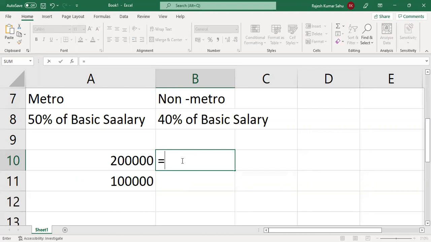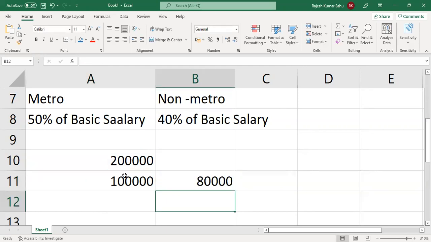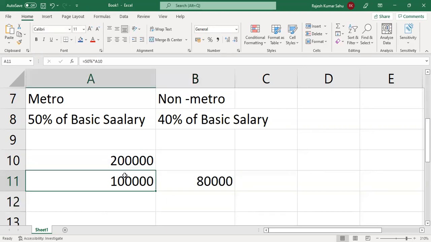Then let's calculate 40% of your basic salary, which is 80,000. So first, if you are staying in metro cities, and we take an example of basic salary 2 lakh, you will get 1 lakh as your HRA. And if you are staying in non-metro cities, at that time 40% of basic salary will be your HRA, and here it is 80,000.